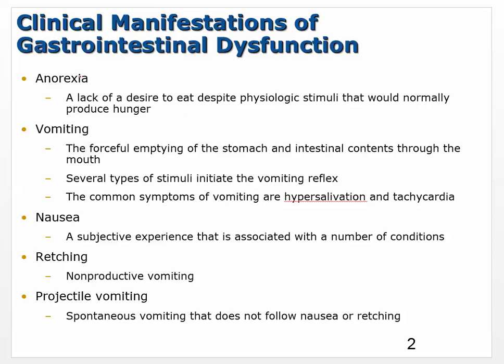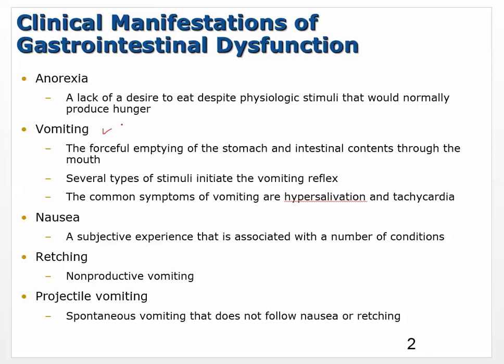So let's talk about some terms. Anorexia. A lot of us have heard about anorexia for many years, but we hear about anorexia nervosa, which is a disorder where people don't eat for whatever reason. Anorexia as a symptom is a lack of a desire to eat. So sometimes medications can do this, illness can do this, it just makes people not want to eat. So the symptom would be listed as anorexia. It's a lack of a desire to eat despite physiologic stimuli that would normally produce hunger.